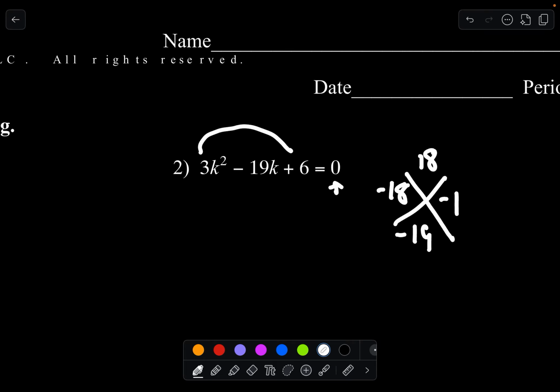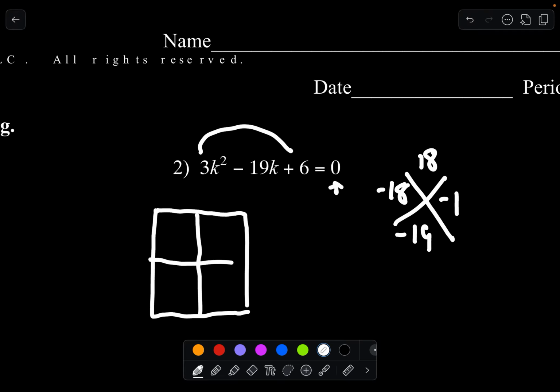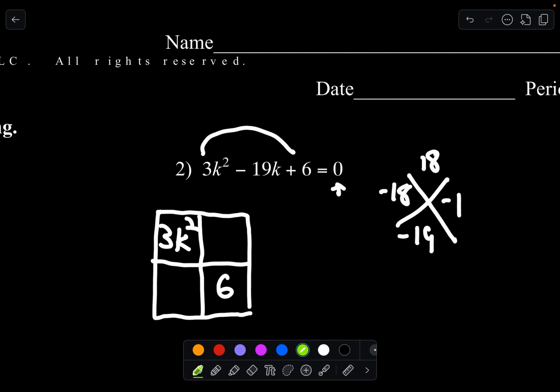Okay? So then we draw our box. We're going to undo the FOIL process. Remember, you could always draw a box to do FOIL. Well, we're going backwards now. So we put the first term in the upper left box and 6 in the bottom right. And then we know one is going to be negative 1k, and the other one is going to be negative 18k.